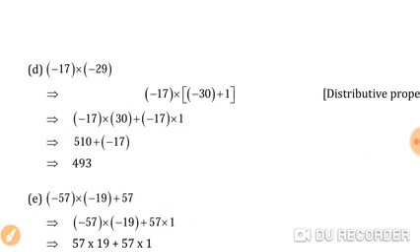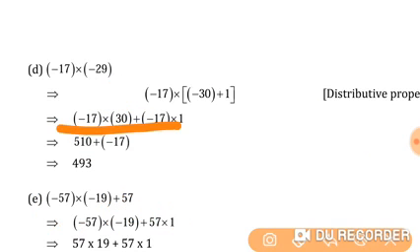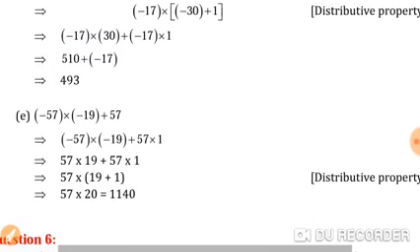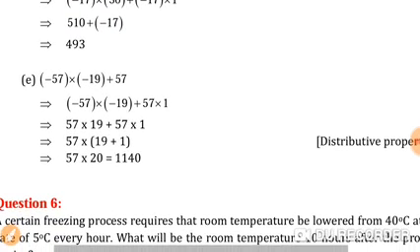Okay, in this step, 17 into 30 is 510, minus into minus is plus. 17 into 1 is minus 17. So one is plus, one is negative. Also the bigger number has a positive sign, that's why we subtract it from the bigger number. 510 minus 17 is 493. So take the equation. It is also by distributive property.